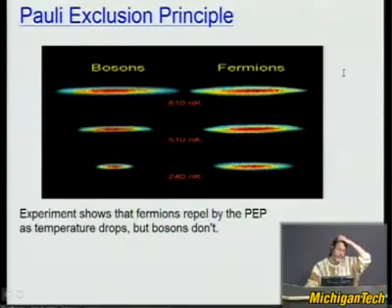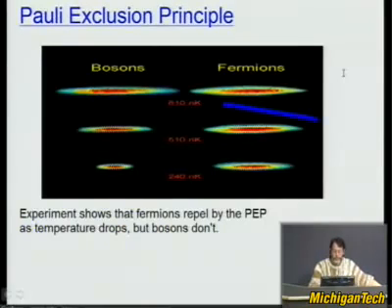However, this is one of the experiments that exist. You can cool, freeze to nanokelvins, very cold, bunches of bosons and fermions. You can make a Bose-Einstein condensate, which is lots of bosons in the same state. You can't make a fermion condensate. So clear experiments show that fermions repel by the Pauli exclusion principle as temperature drops, but bosons don't.